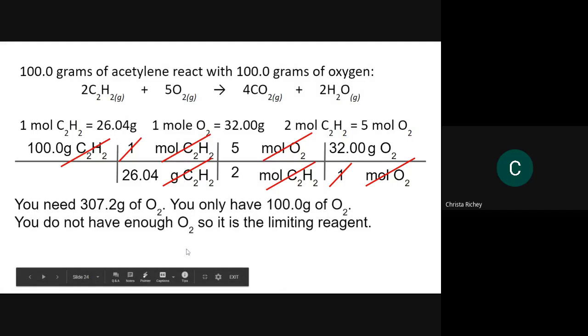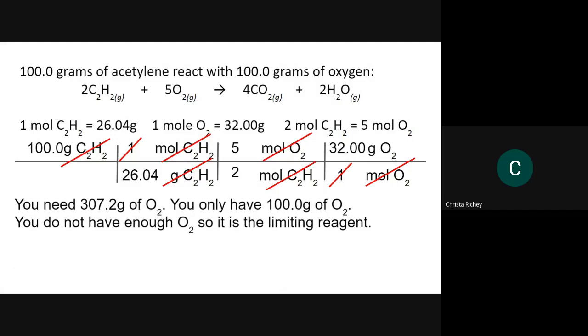And it says you need 307.2 grams of oxygen. I only have 100 grams of oxygen. I don't have 307. I don't have enough. So oxygen gas would be the limiting reagent.